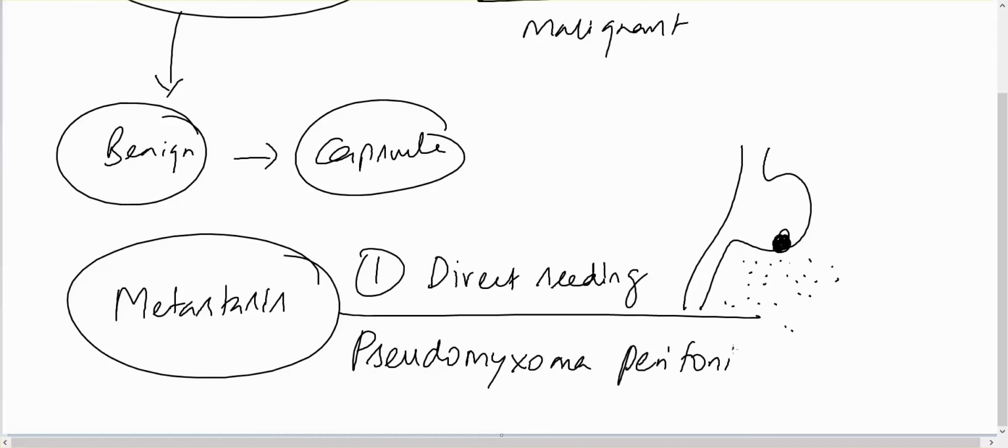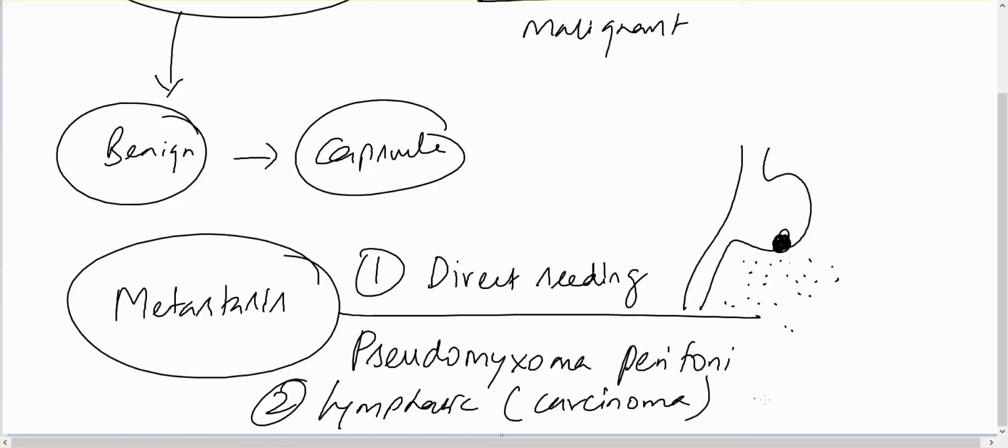peritonei. Another way of spreading is lymphatic spread, and most of the carcinomas use lymphatic channels for spreading. And the third one is spreading through the blood vessels, the hematogenous spread. Most of the sarcomas use this method. So this is all about metastasis.